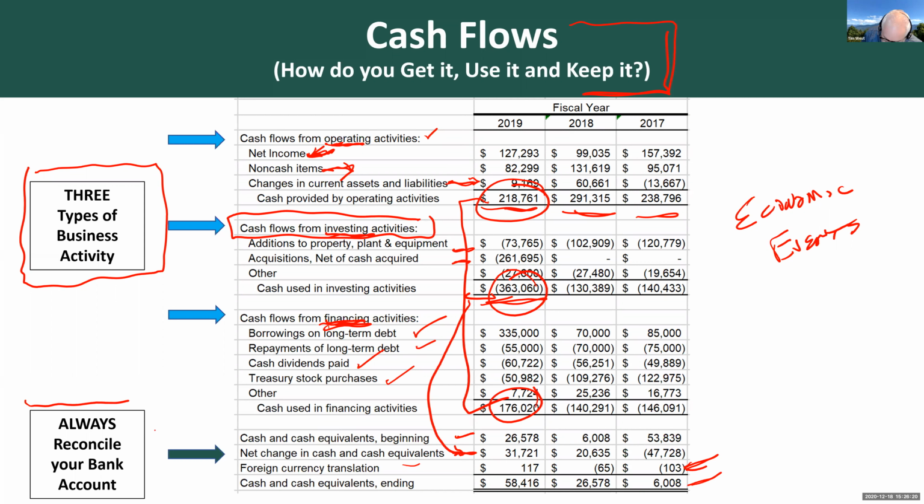The piece of this is always the reminder: reconcile your bank account. Always reconcile your bank account because so many things can go wrong and you tend to spot it all as you're going through that income statement.